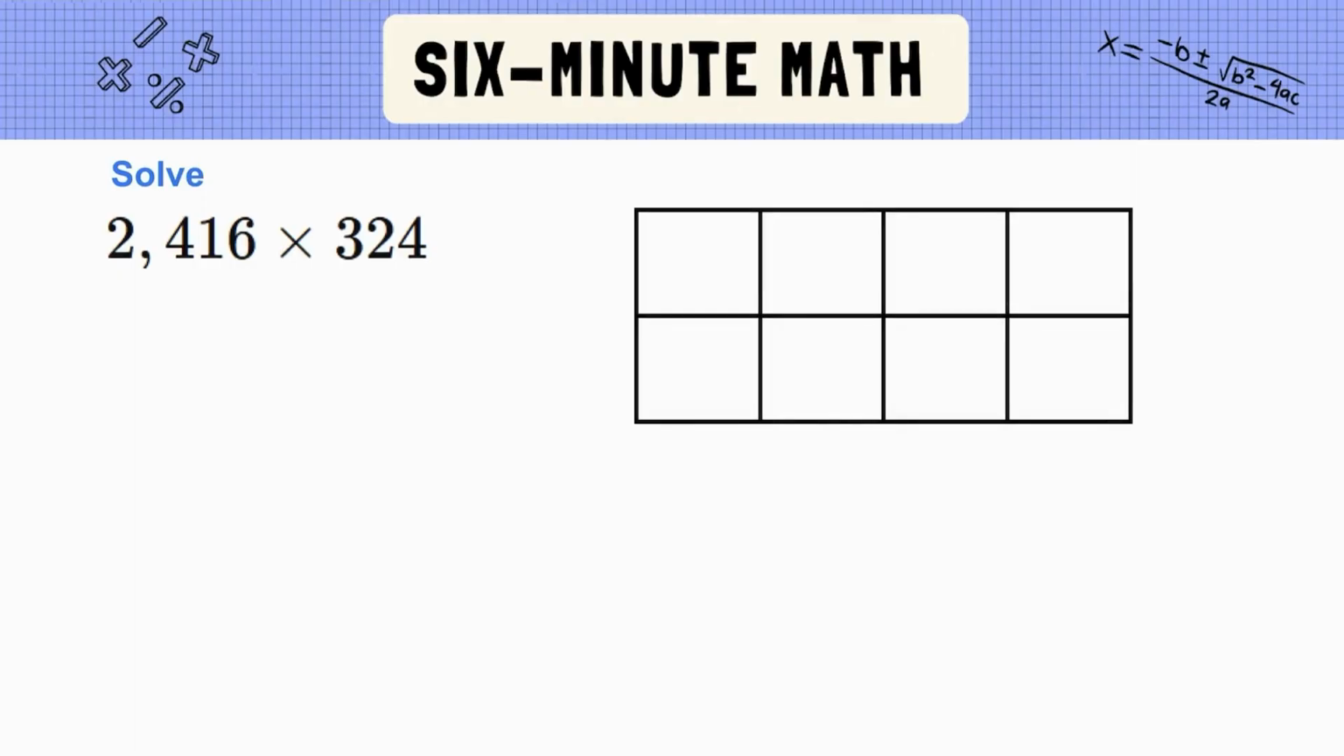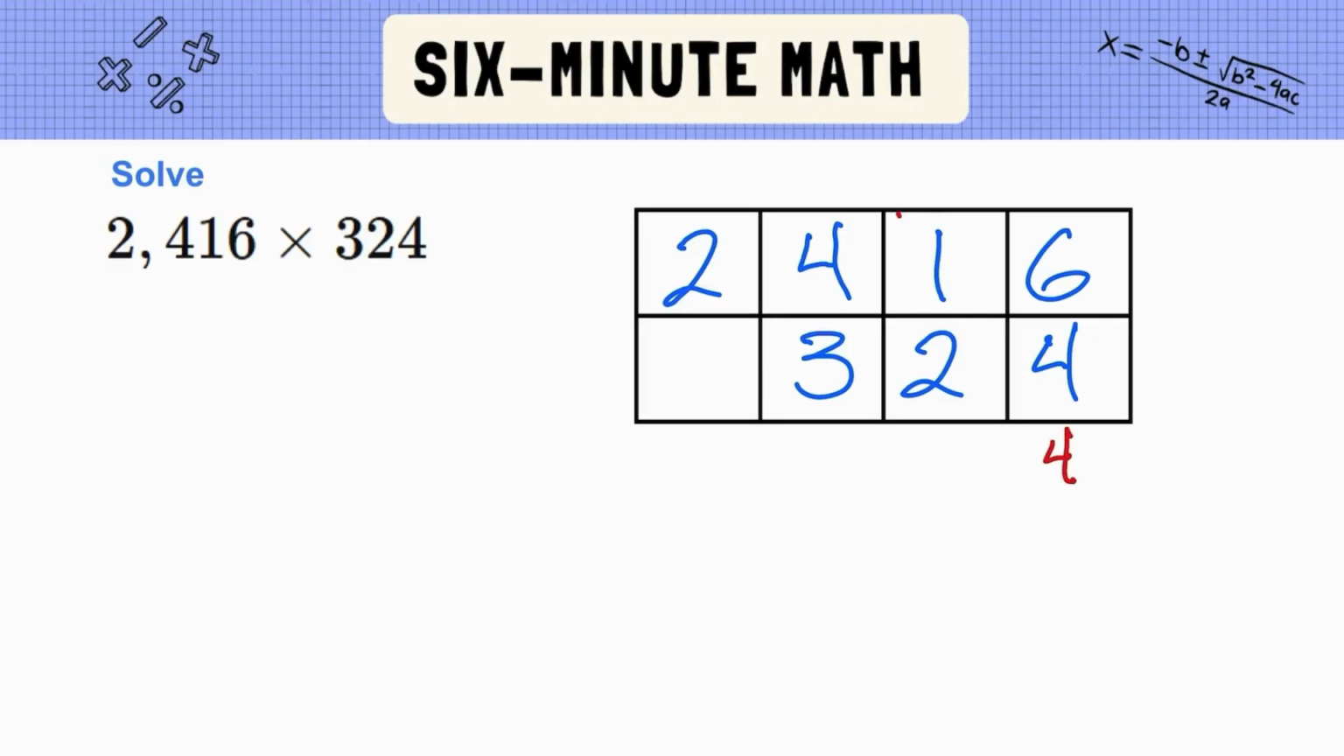Let's check out our last example here, where we have a 4-digit times a 3-digit. I am going to try to do this as best as I can with the space provided. We have 2,416 times 324. We start in that lower ones position. 4 times 6 is 24. So I drop my 4, carry a 2. 4 times 1 is 4, plus 2 is 6.